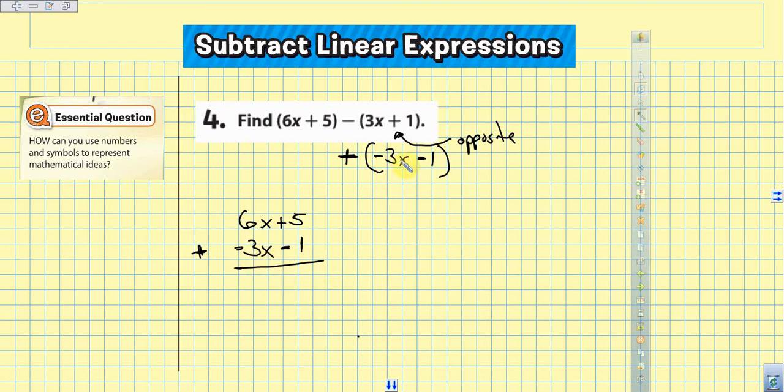Now this is one way to do it. The other way is just to find your like terms and go ahead and combine it. We just line these up by like terms. That's kind of all we did. 6x plus a negative 3x is going to give me 3x. 5 plus a negative 1 is going to give me 4. So my answer after I subtracted these, or combined like terms, or simplified my expression, is going to be 3x plus 4.